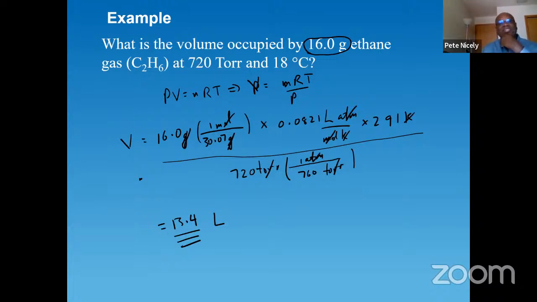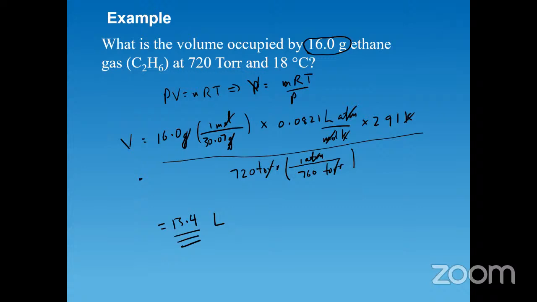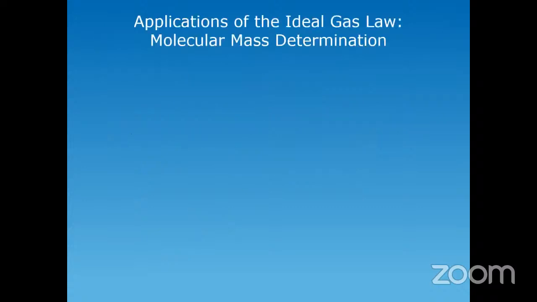All right, so this one is a bit more challenging because we have to do some conversions from grams to moles and then from Celsius to Kelvin and torr to atmospheres. But pretty much the setup is similar to what we saw in the previous example. Okay, any questions about this example? Any questions? No questions.